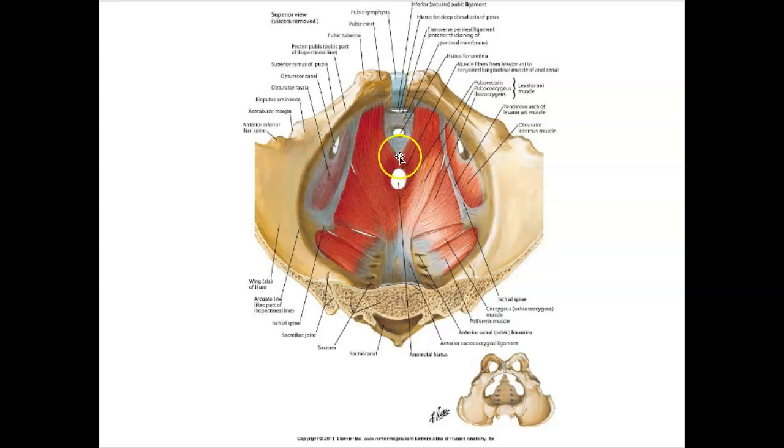Here you can see the male, obviously without the vaginal opening here, the urethral opening, and the rectum here, the anal opening. Here's the puborectalis. Here's pubococcygeus on each side, iliococcygeus, and ischiococcygeus. And again, piriformis leaving. We'll talk about that in a little bit as well.